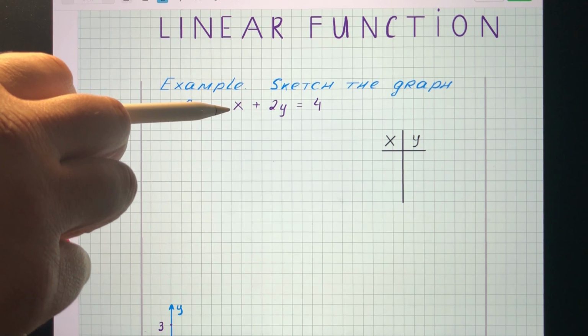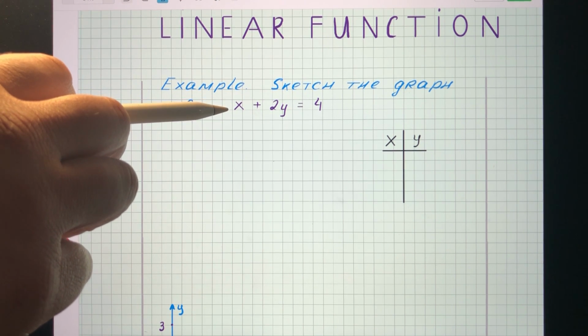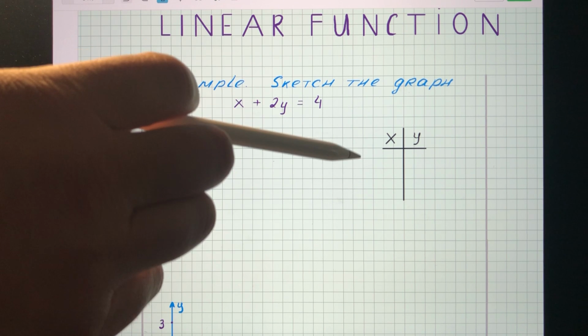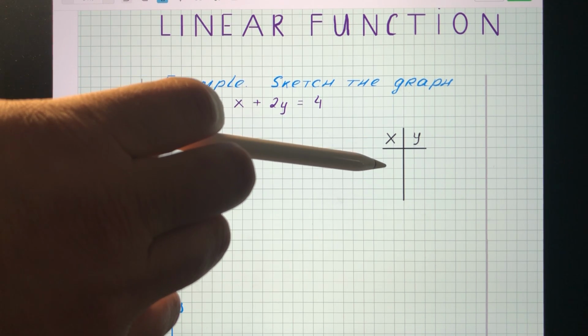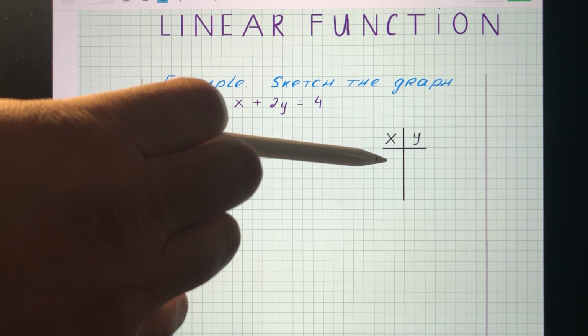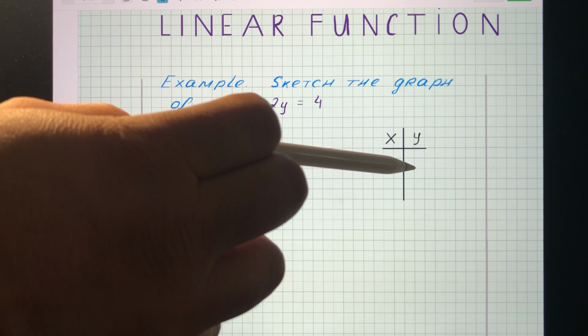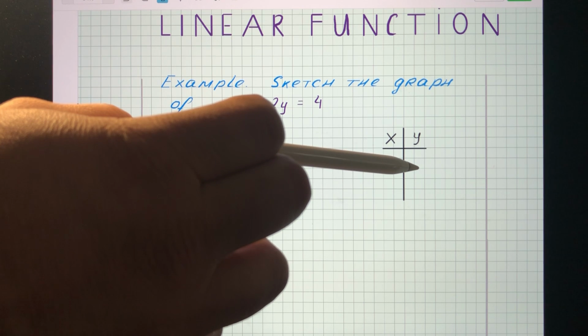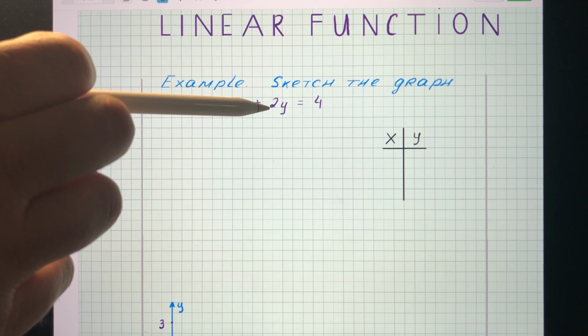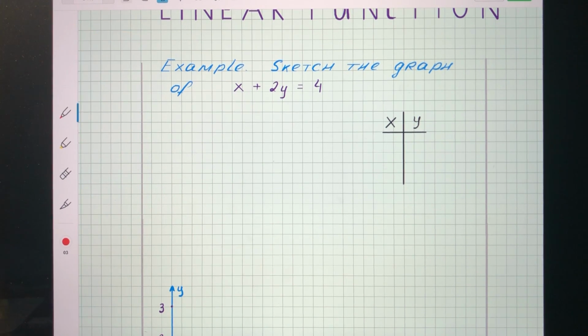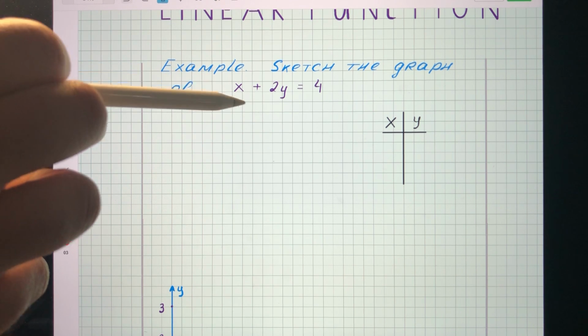A table is one of the ways to collect this information. So the table simply means this diagram where we plug in any values we want for the x, and we use the equation to get the y values that go with it. So the first thing to do usually is to solve this equation for the y. Let's do that. To do this, we need to cancel this plus x.